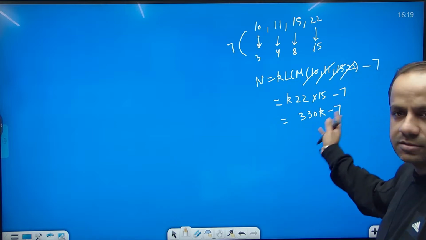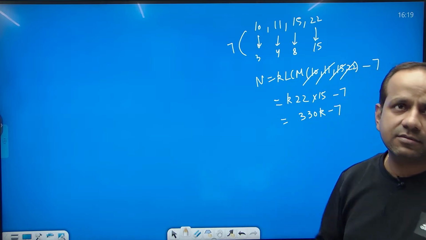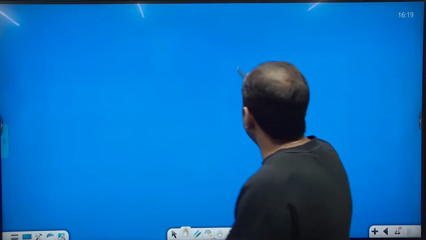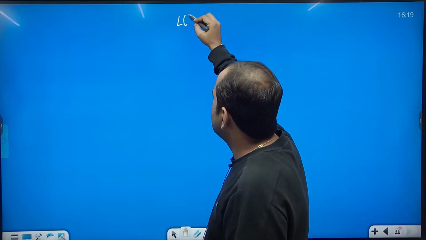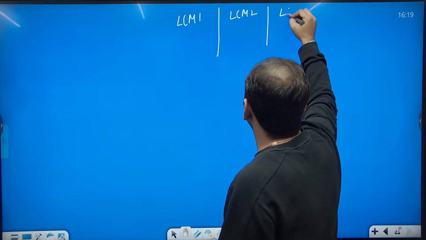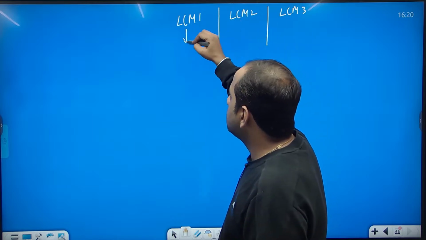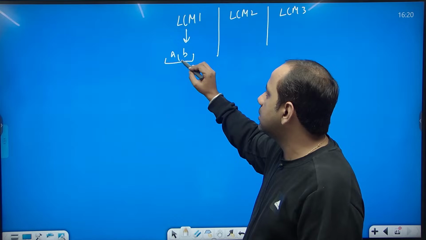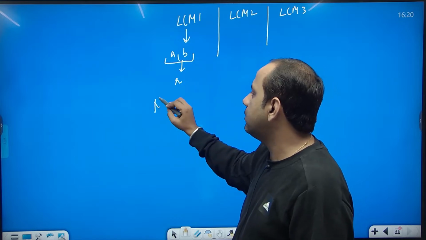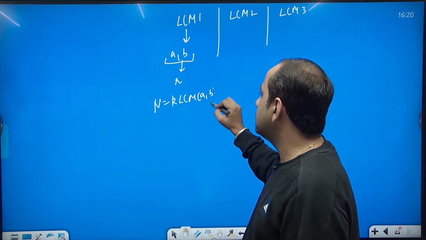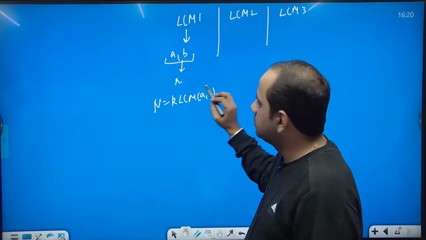Now you can do this. You have to just substitute value of k and find the answer. One more thing. Achha, first of all, let us revise these question models. LCM 1 model, LCM 2 model and LCM 3 model. In LCM 1 model, when a number is divided by a and b, leaving remainder r in each case, so number will be of the form k into LCM of a and b plus r or minus r? Plus r.